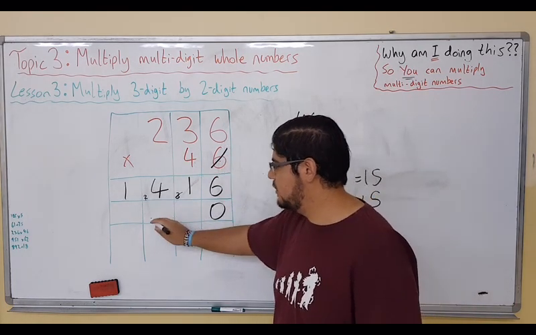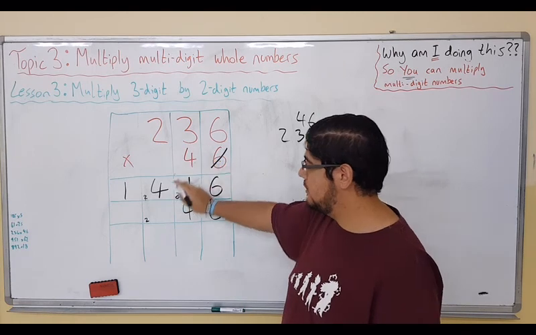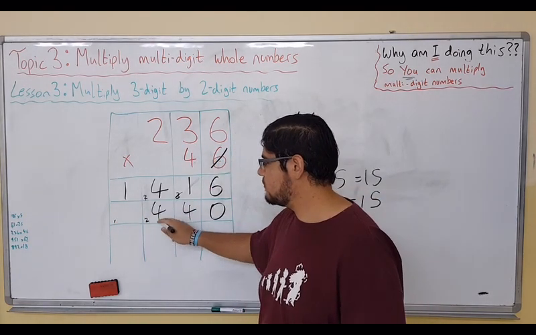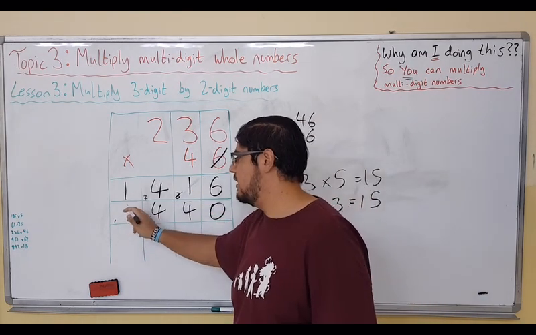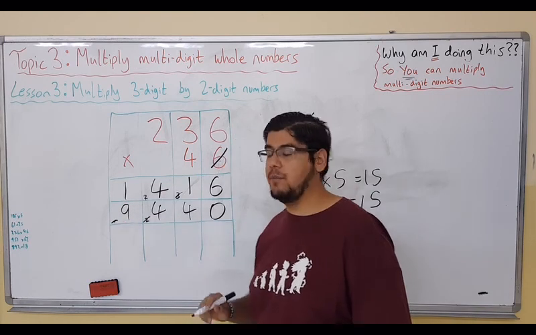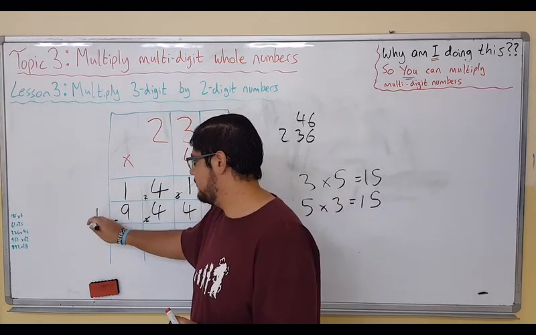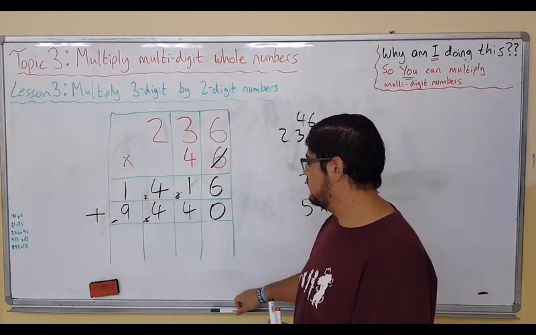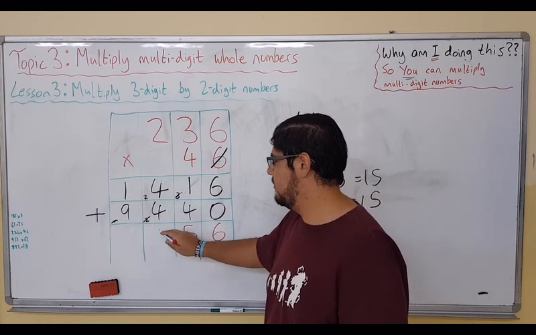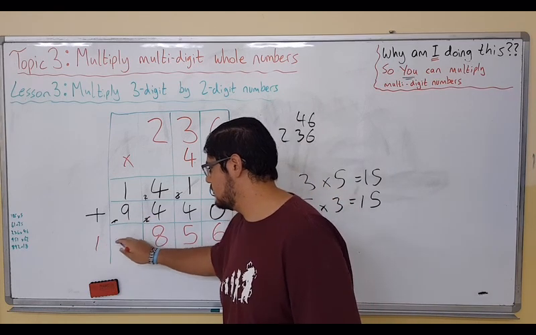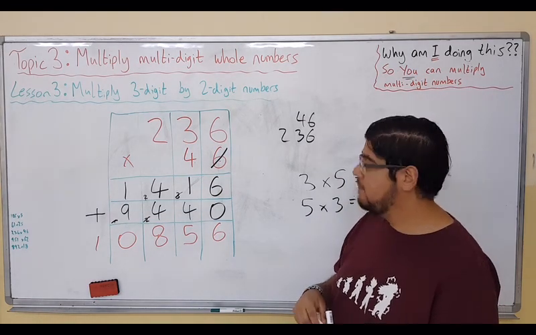4 times 6, 24. Carry the 2 right before. 4 times 3, 12. Plus the 2, 14. Cross out the 2, we've used it. And 4 times 2 is 8. Plus the 1, 9. We've used the 1, cross it out. Now, we can just add these together. Okay? So now our final answer will be 6 plus 0 is 6. 1 plus 4, 5, 8, 10. Okay, so our final answer, 10,856. Okay?